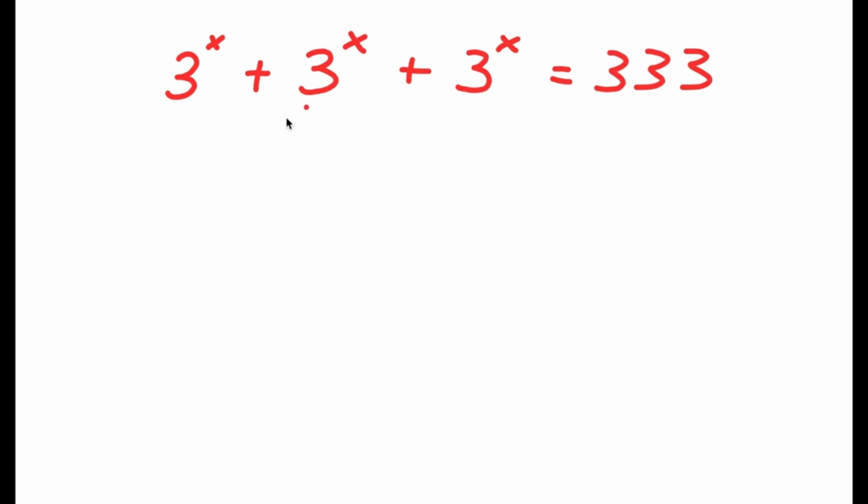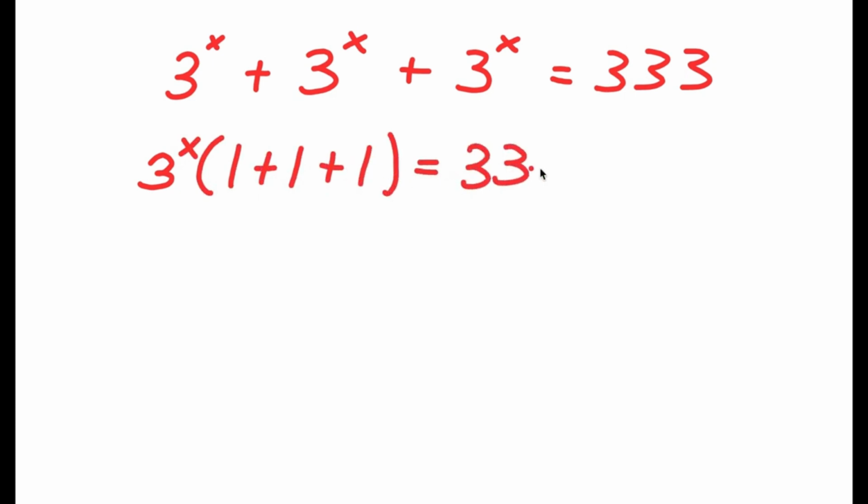The first thing I'm going to do is factor out 3 to the power of x from my left-hand side. So now I have 3 to the power of x times (1 plus 1 plus 1) is equal to 333. Now, I'm going to solve what's in my parentheses. So I have 1 plus 1 plus 1, that's equal to 3. So now I get 3 to the power of x times 3 is equal to 333.